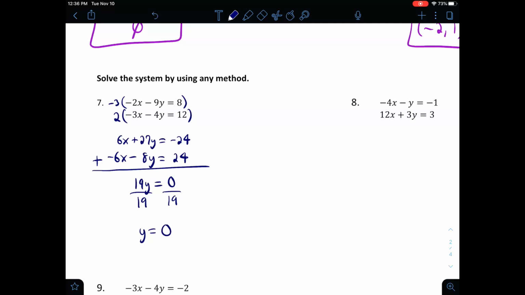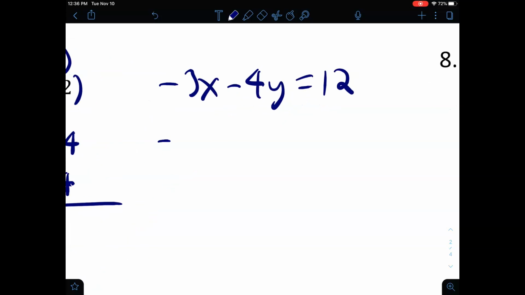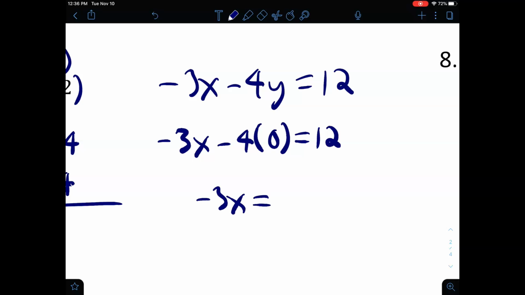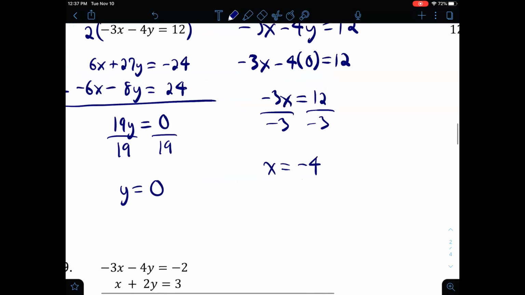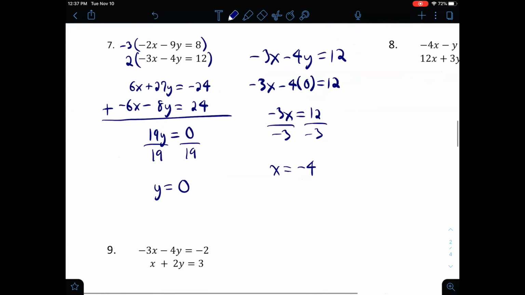You can plug into either equation you want, but I'm going to plug into negative 3x minus 4y equals 12. We're going to plug in 0 for y. So negative 3x minus 4 times 0 equals 12. So we get negative 3x minus 0 equals 12. Divided by negative 3, we're going to get x is equal to negative 4. So our final answer is going to be negative 4, 0.